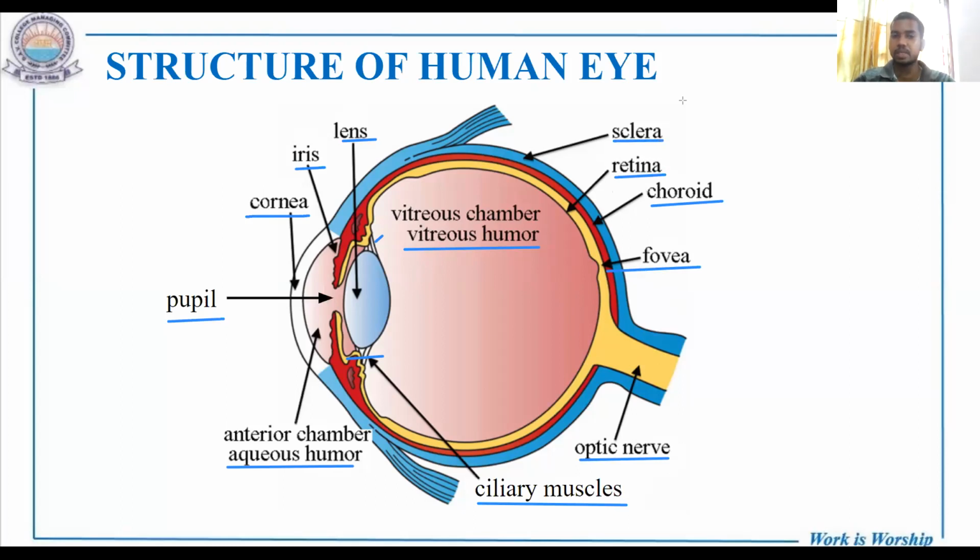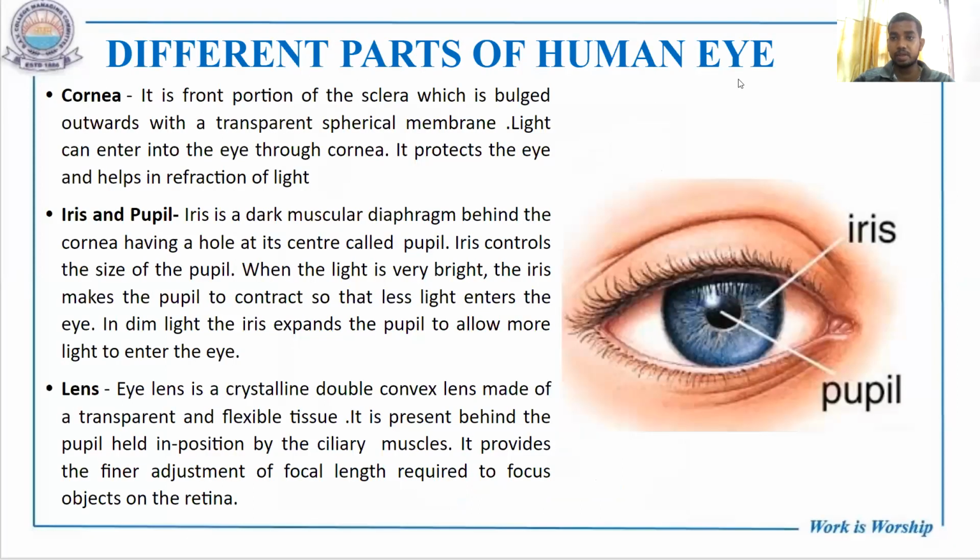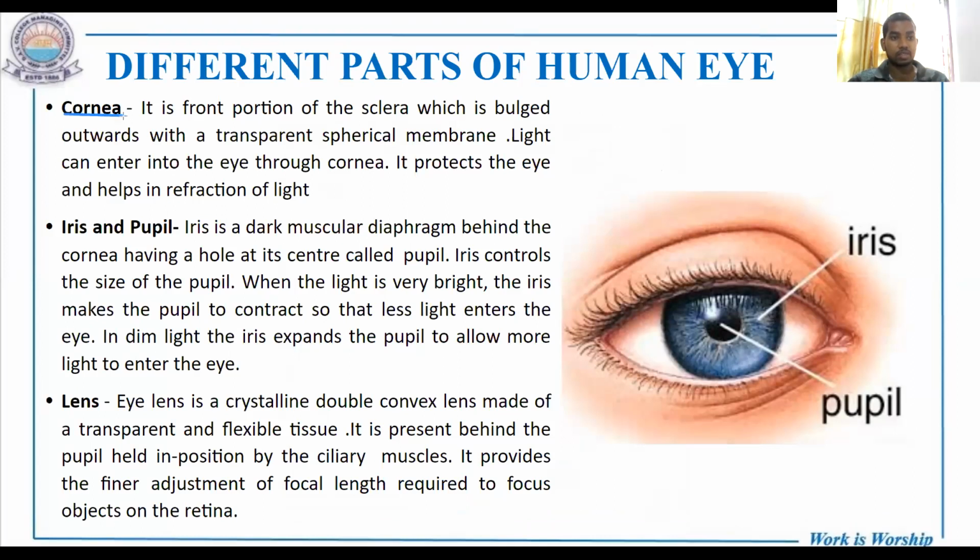So this is the diagram. You have to draw the diagram. I will share it and you will draw the diagram neatly and with the labelling. Then we'll explore the different parts of the human eye. What are the various parts? Just see, I have told cornea. The cornea is the outermost layer through which light enters into the eye.